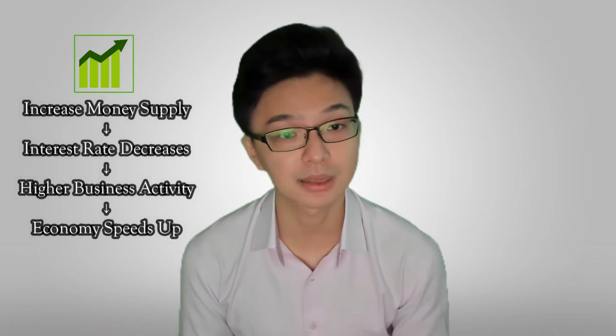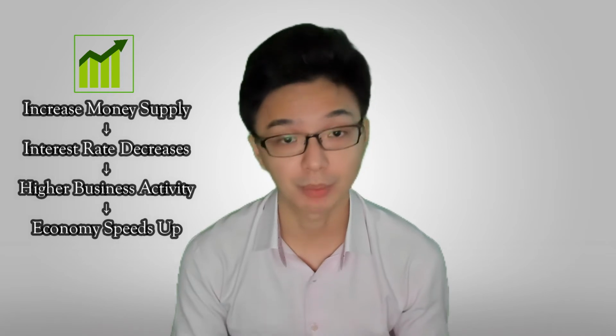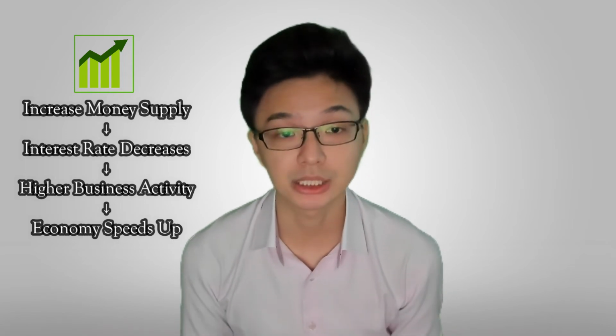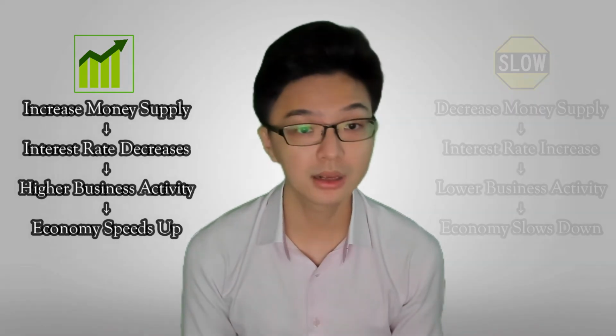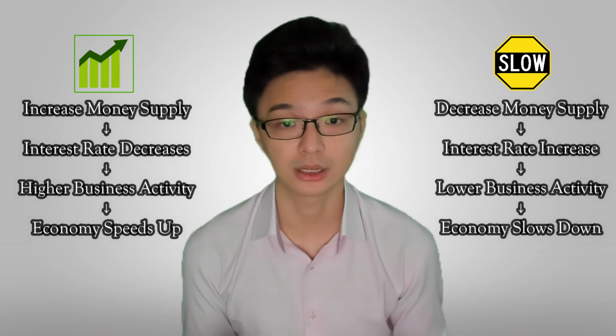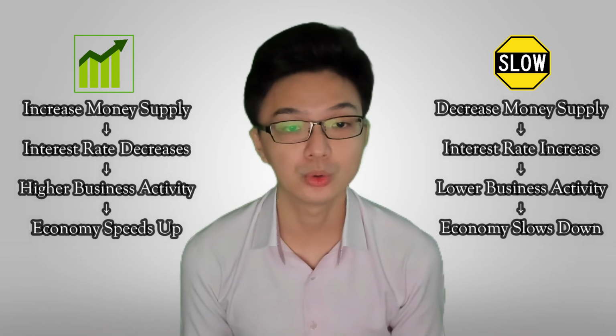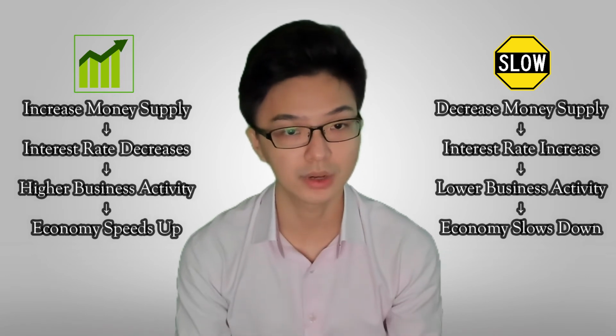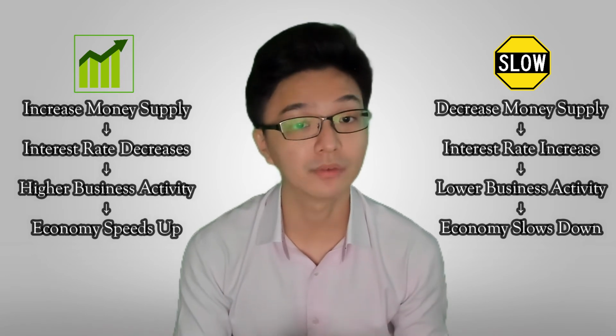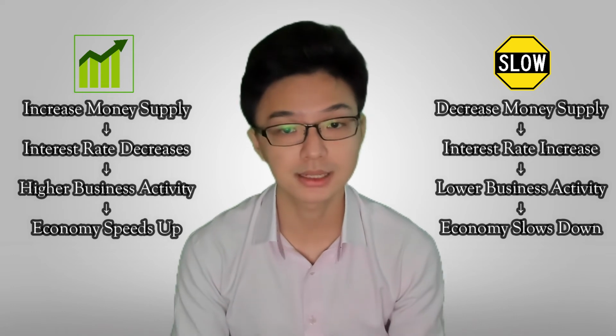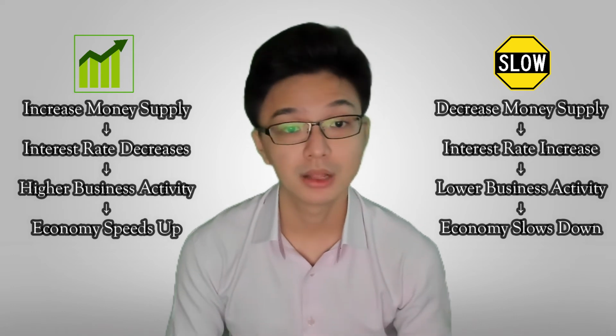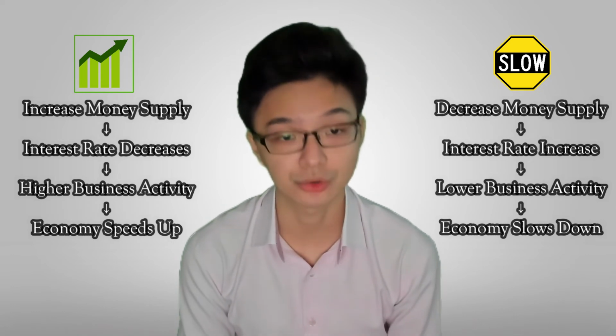With an increase in the supply of money in the market, the price of money, aka your interest rates, will naturally decrease. Similarly, if a government wishes to slow down an economy, all they need to do is just to increase the interest rates by extracting money out of the system. With a decrease in the supply of money in the market, the price of money will naturally increase.